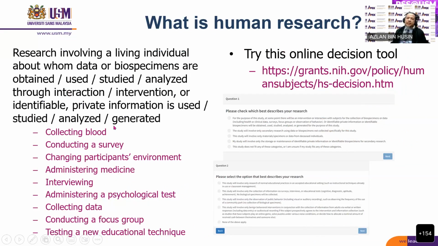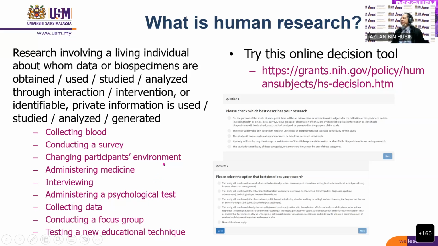So what is human research? Human research is whenever the research involves either the human itself or the human data, whether it is related to collecting samples, conducting surveys, changing the participant's environment, administering medicine, of course, when you talk about an interventional study, or even an interview, or administering a psychological test, right? That is also considered as human research.